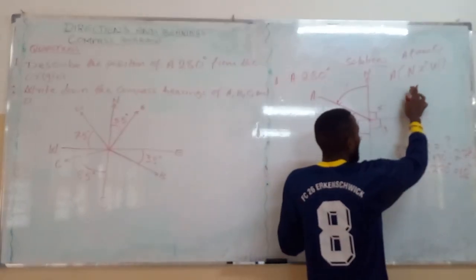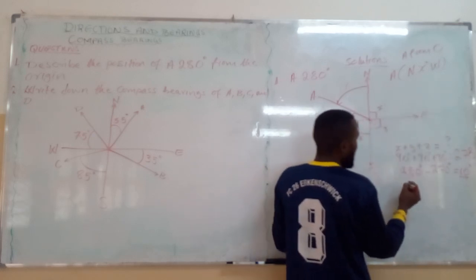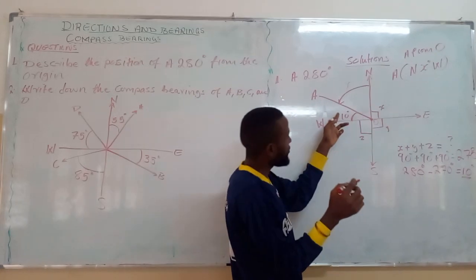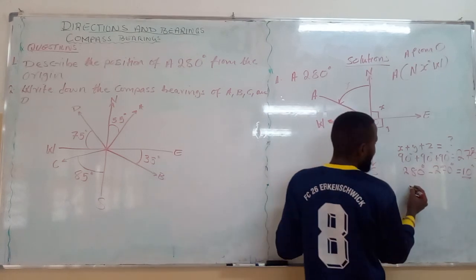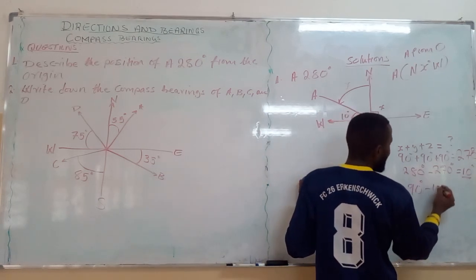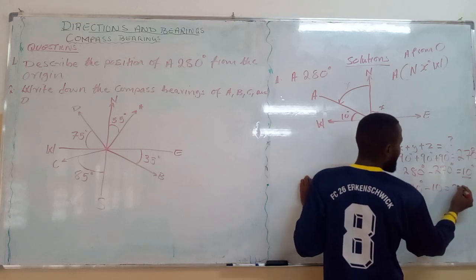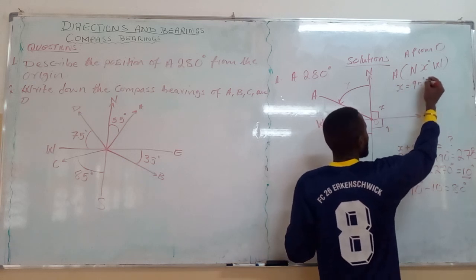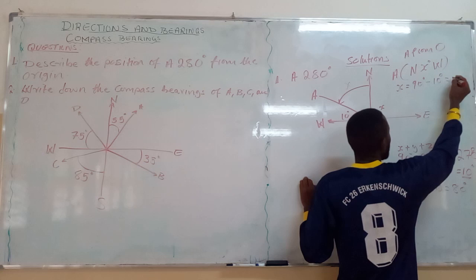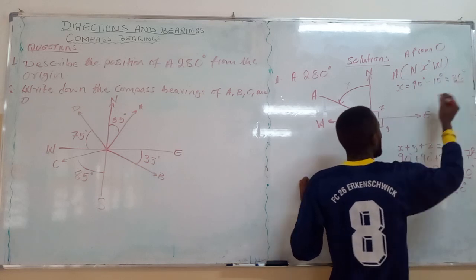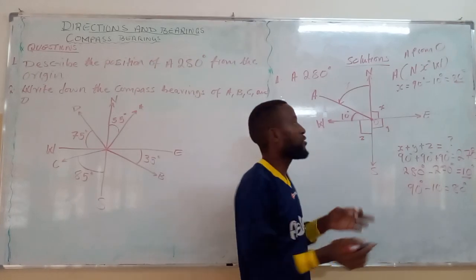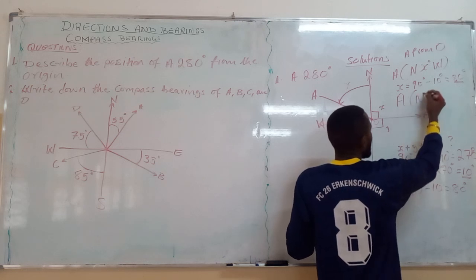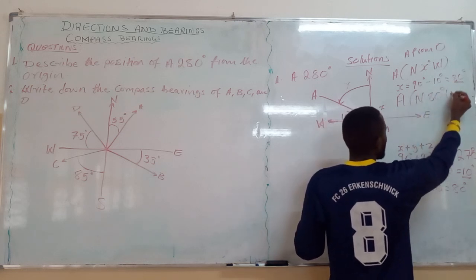So for me to find the x value, all I need to do now is to subtract. If I want to find the x, I know that the whole of this is 90 degrees, but I already have 10 degrees there. So it means that I need to subtract 90 degrees minus 10. What do I have? I have 80 degrees. So the x value is equal to 90 degrees minus 10 degrees, which will be 80 degrees. So that will be the x value there. Then I just replace it, means that I found my answer. So it will be A, N 80 degrees W.